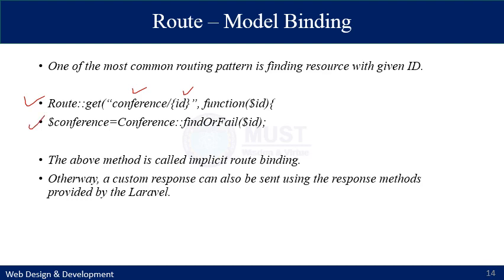You can use this number to find the conference by using the findOrFail method and specifying this ID, and then you can use this conference for your own purpose in the application. The above method is called implicit route binding. Otherwise, a custom response can also be sent using the response method provided by Laravel. We will cover the response methods in a different lecture.